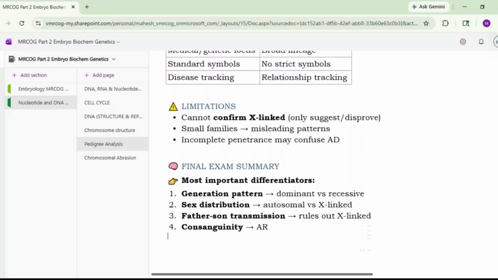So just to summarize, the most important differentiators are the generation pattern, dominant versus recessive; sex distribution, autosomal versus X-linked; father to son transmission, which rules out X-linked; and consanguinity, which is important in autosomal recessive. So that finishes the pedigree analysis.